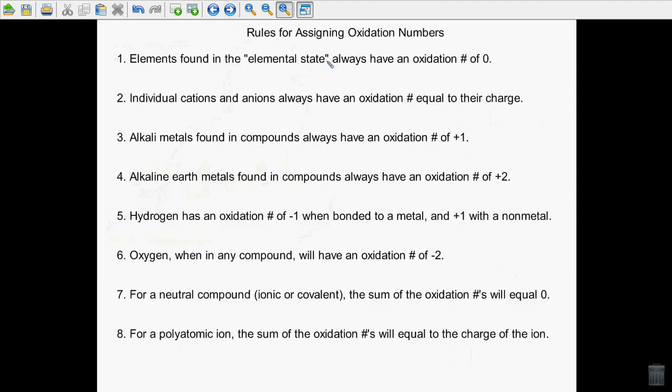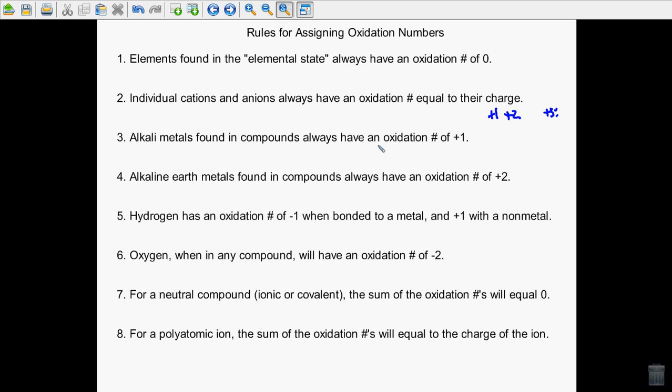Alright, rules for assigning oxidation numbers. Y'all need to write these down. Elements found in their elemental state always have an oxidation number of 0. Individual cations and anions always have an oxidation number equal to their charge. So remember when you look on the periodic table and you've got the +1, +2, and then over here +3, plus or minus 4, that's what it's talking about. Alkali metals found in compounds always have an oxidation number of +1. Alkaline earth metals found in compounds always have an oxidation number of +2.